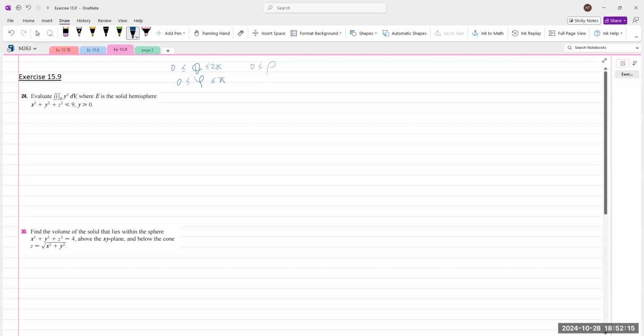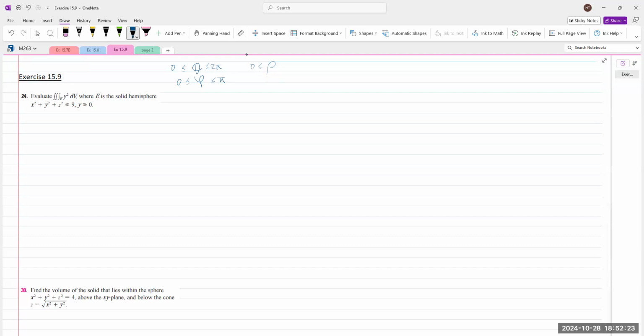Okay, now number 24. Evaluate this triple integral where the solid E is the hemisphere with rho equals 3, right? This is rho squared less than or equal to 9, and the y is positive. So y is positive means the theta will be from 0 to pi.